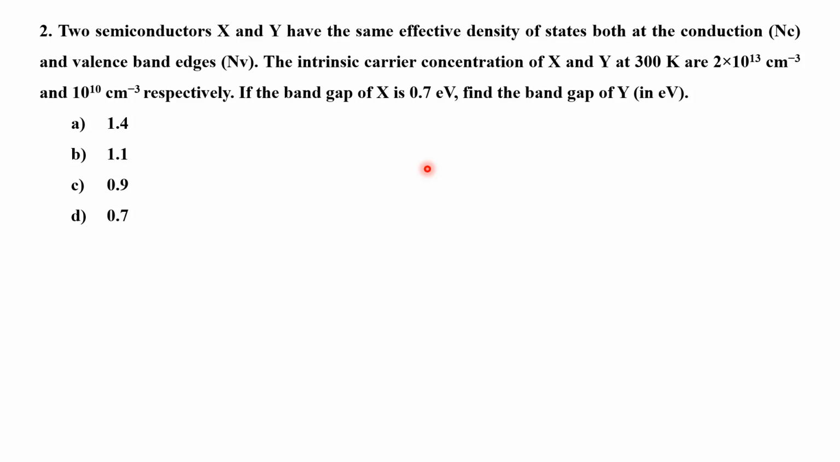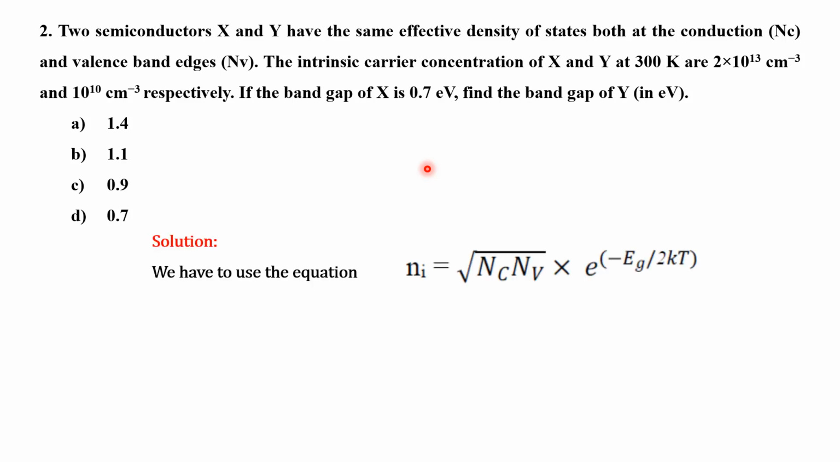What will be the equation? Does anybody know the equation? It is under root NC by NV into e raised to Eg by 2kT. Yeah, so this is the equation. Ni is equal to root of NC NV e power minus Eg by 2 times kT. So this Ni you have to write for X and you have to write for Y.